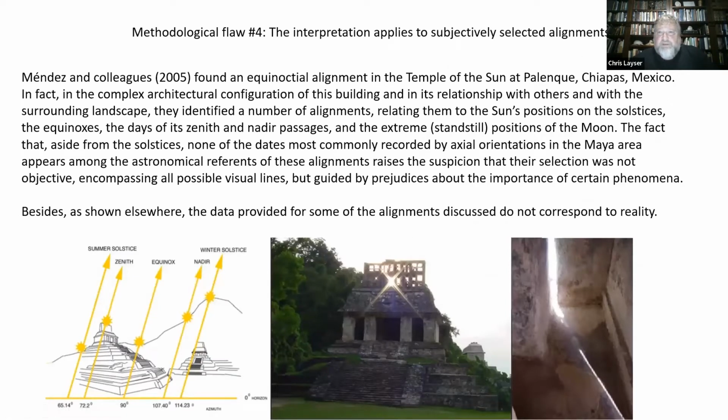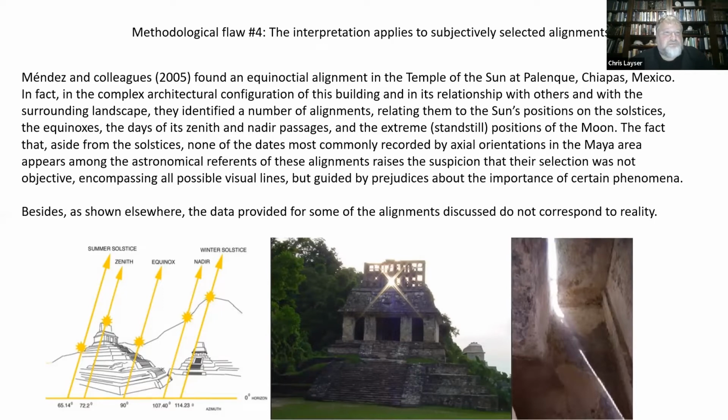This fourth one, he talks about interpretations from subjective data. And he talks about a paper written by Mendez and Barnhart and several others that worked on this at the Temple of the Sun in Palenque. And you can see from the diagram that they published, they had all kinds of alignments they proposed on this one temple to the equinox and the zenith, the nadir, and lunar standstills, all in this one magical temple.